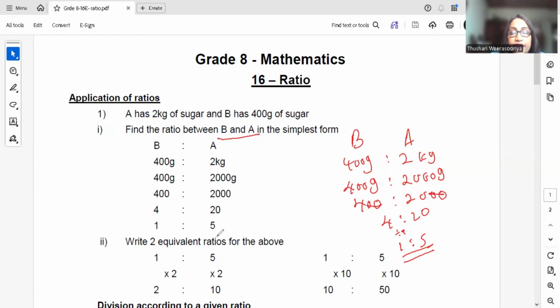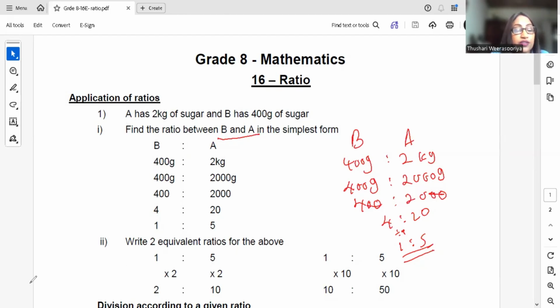Second one, write 2 equivalent ratios for the above. 1 is to 5. Then you multiply to get equivalent ratios. Can you remember equivalent fractions? You multiply the denominator and the numerator by the same number. Likewise, in ratios, you multiply the two numbers by the same number. I have multiplied with 2. 2 into 1, 2 into 5, 10. Then this is multiplied by 10. 1 into 10, 5 into 10. Likewise, you can multiply the ratio with any number. There you get the equivalent ratios.